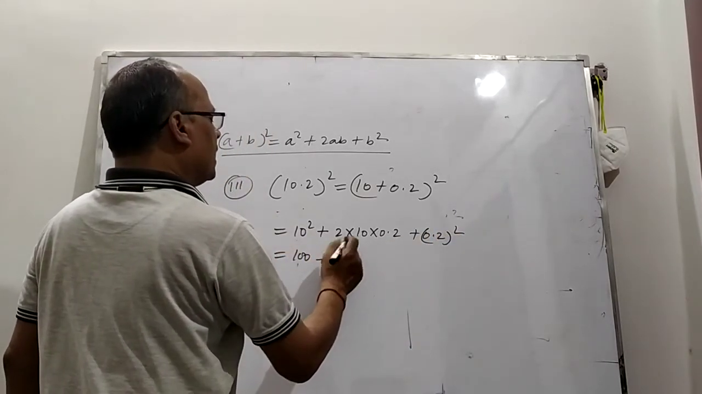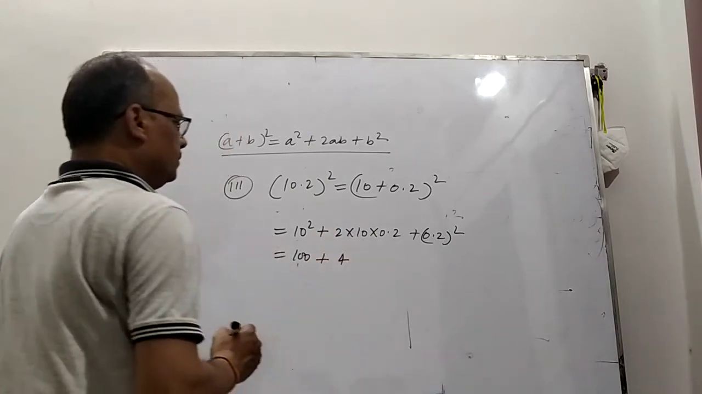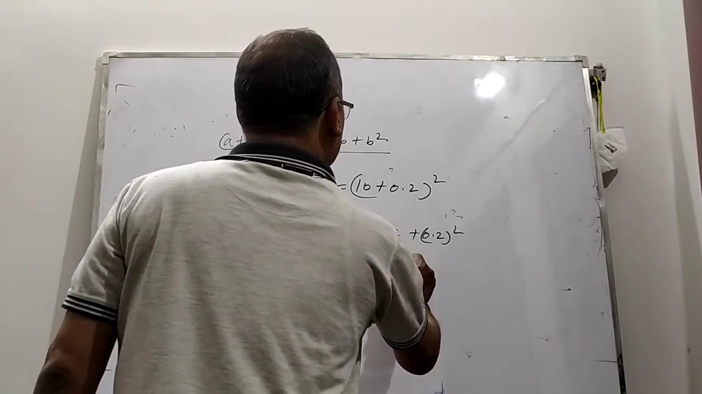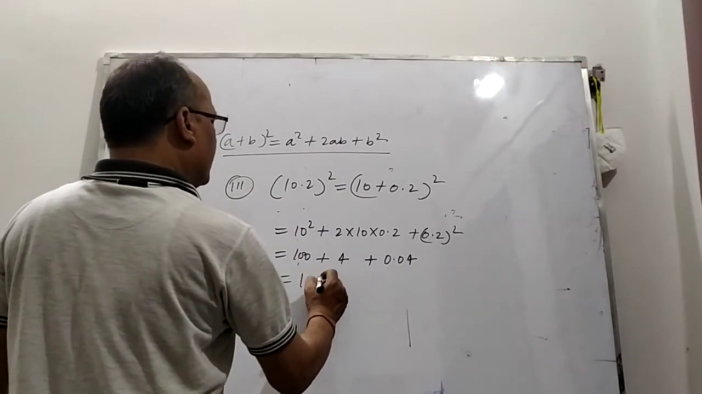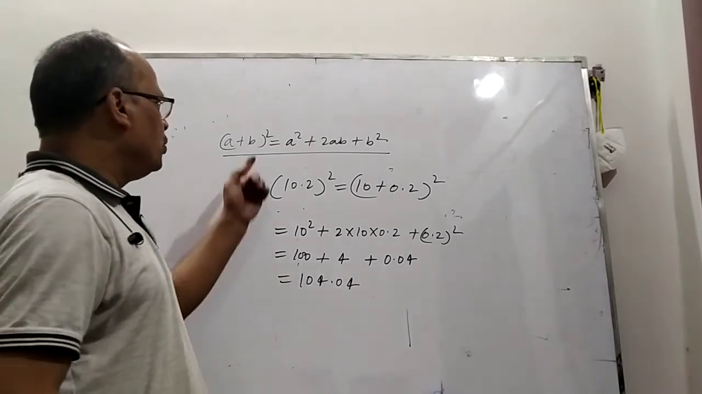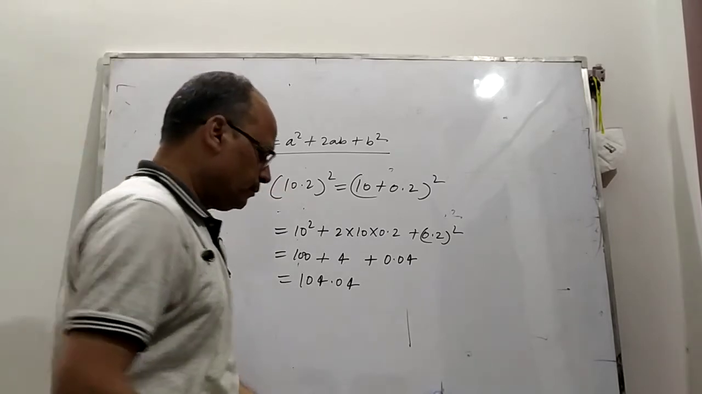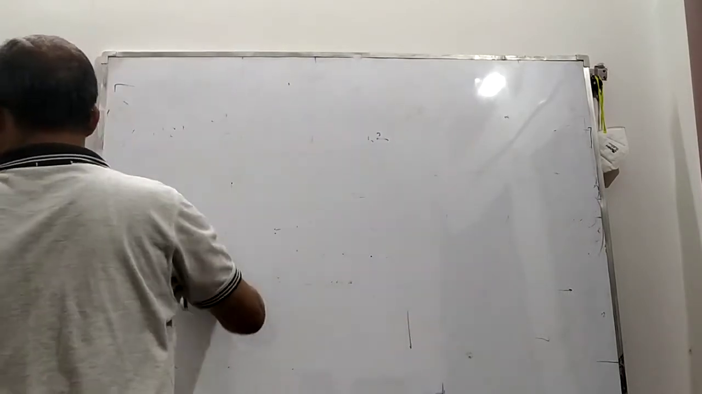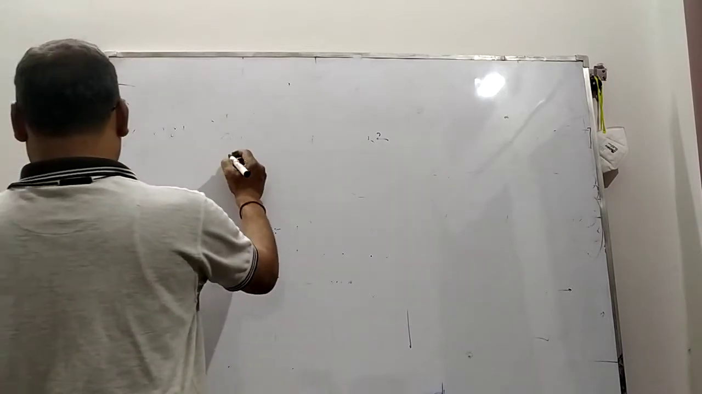100 plus 4 plus 0.04. You can write 104.04. This is clear? Using this formula, I suppose you can find these values. Then you will see the next question.